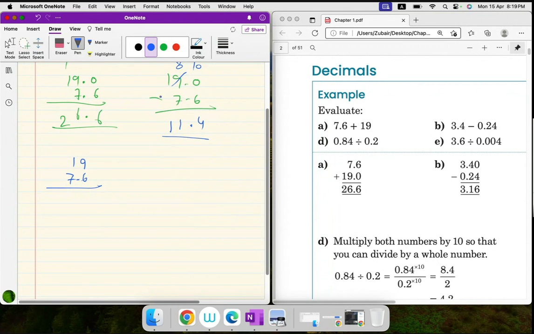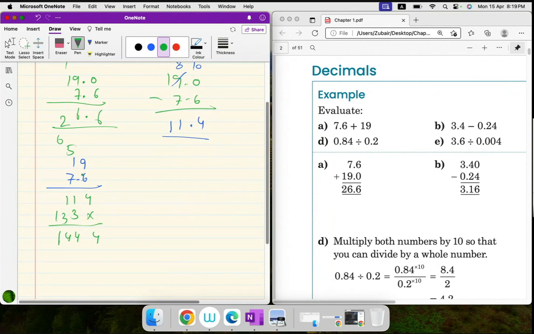And if we go for multiplication, let's say 19 into 7.6. So 6 nines are 54. 6 ones are 6. 6 plus 5, 11. Now 7 nines are 63. 6 carry. 7 ones are 7. 7 plus 6 is 13. So 4. 3 plus 1 is 4 and 1.